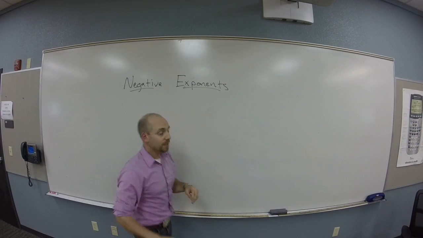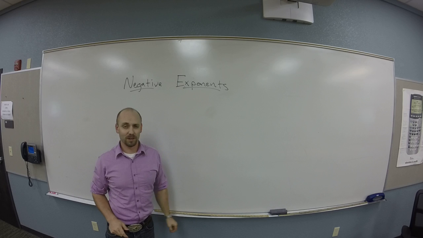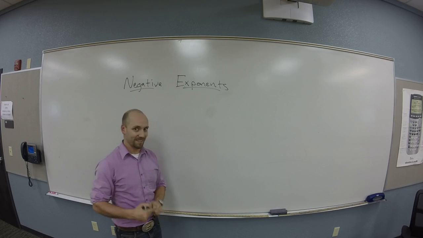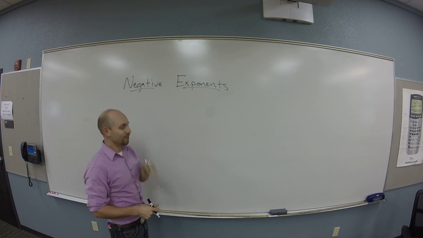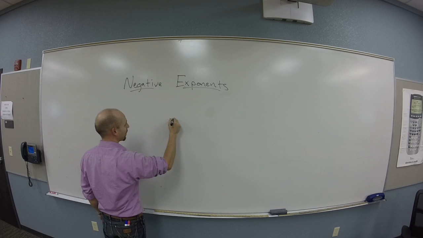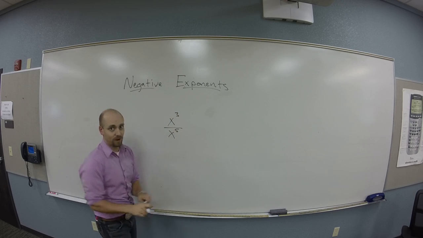All right, guys, I need to give you a quick bit on negative exponents, which probably seem like a crazy idea, except for some of you who discovered this accidentally today. So let me give you the idea. Let's say I started out with something like x to the third over x to the fifth, right?